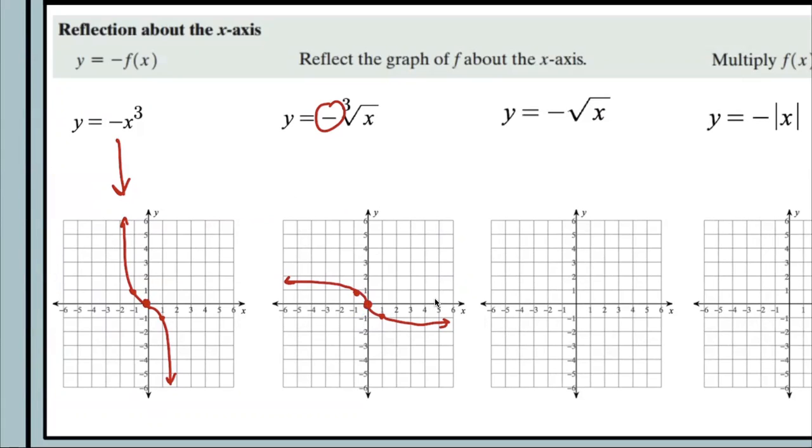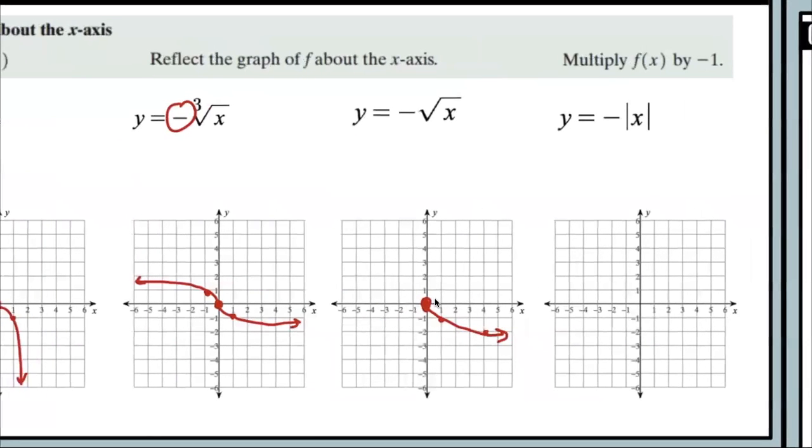Next up, we have the square root. The square root graph looks like this: 0, 0, 1, 1, and 4, 2. When you do negative, you're gonna do 0, 0, 1, negative 1, and 4, negative 2. So you're reflecting across the y-axis. So basically, you're gonna go over.